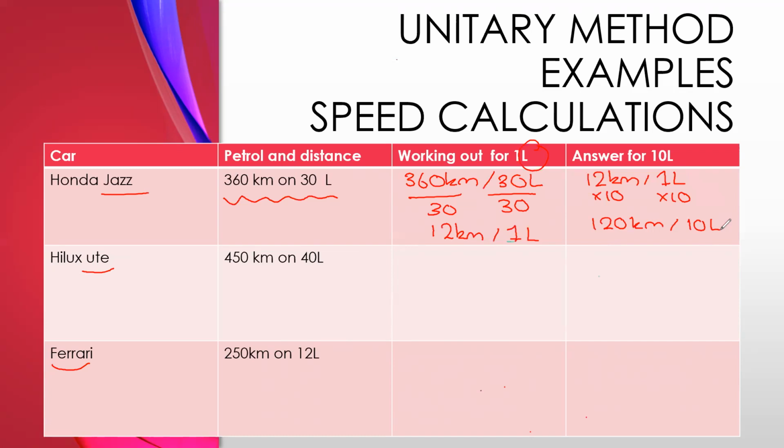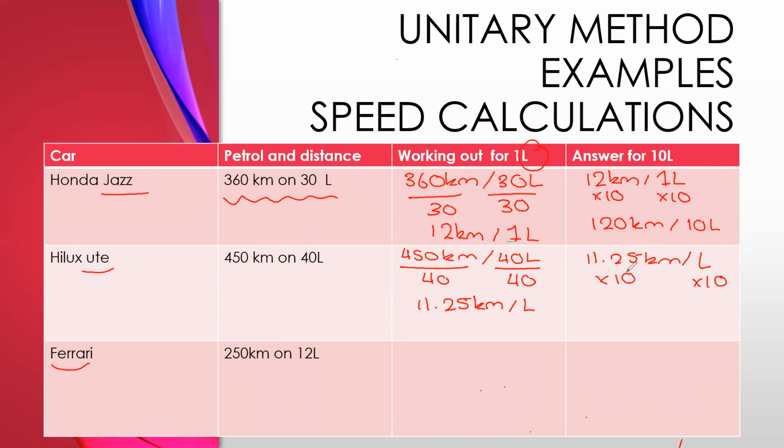We'll do this twice more. We convert it to our rate, 450 kilometers for 40 litres. We want to figure out how far 1 litre goes. So we divide both sides by 40. And we figure out that 11.25 kilometers can be travelled on 1 litre. Now that we know 11.25 kilometers will be travelled on 1 litre, we can figure out how many kilometers 10 litres will give us. So it'll be 112.5 kilometers per 10 litres of petrol.